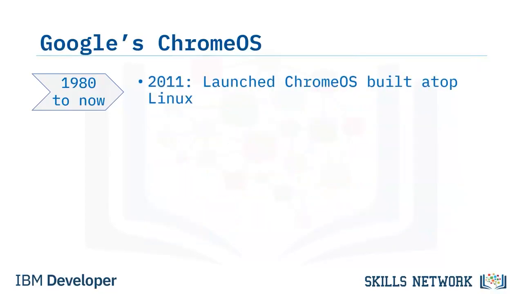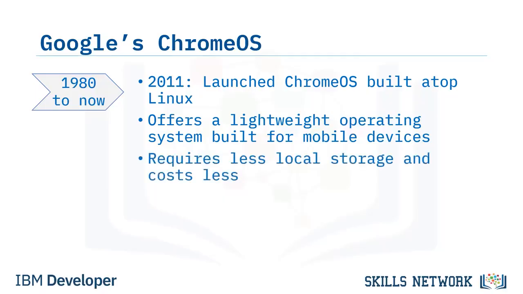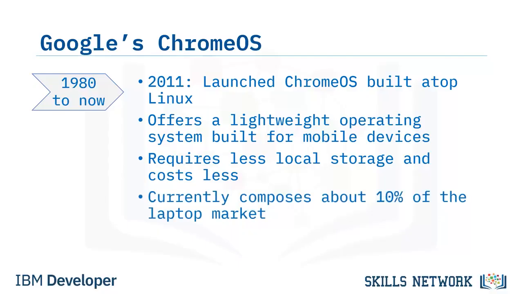In 2011, Google debuted Chrome OS built atop Linux. Chrome OS offers a lightweight operating system for mobile devices, including laptops. Laptops and tablets running Chrome OS require less local storage and cost less, making them ideal for students, and this operating system is currently used by about 10% of the laptop market.